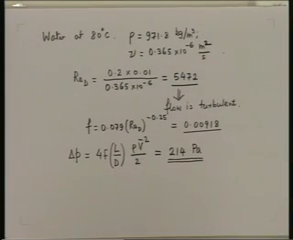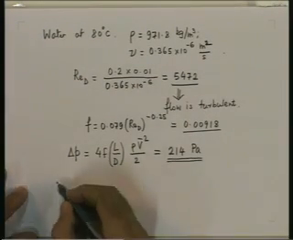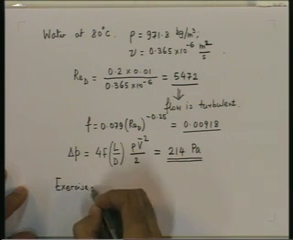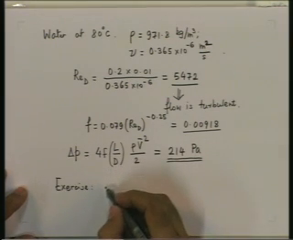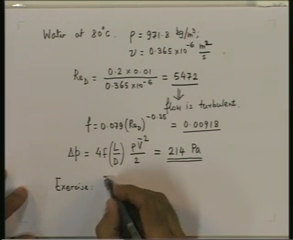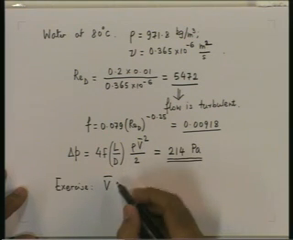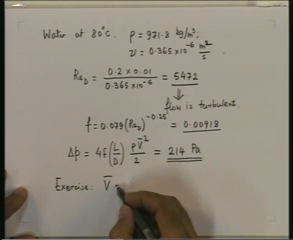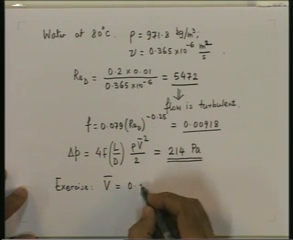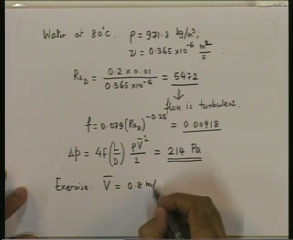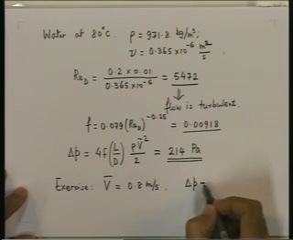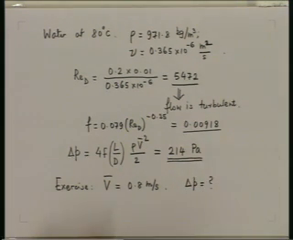I will leave it to you as an exercise to determine what happens if the average velocity, instead of being 0.2 meters per second, increases and say becomes 0.8 meters per second, either at 10 degrees C or at 80 degrees C.